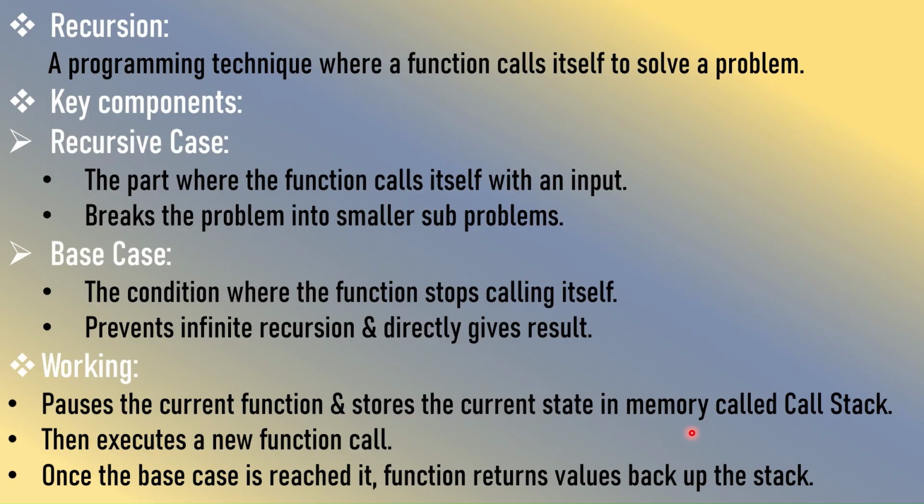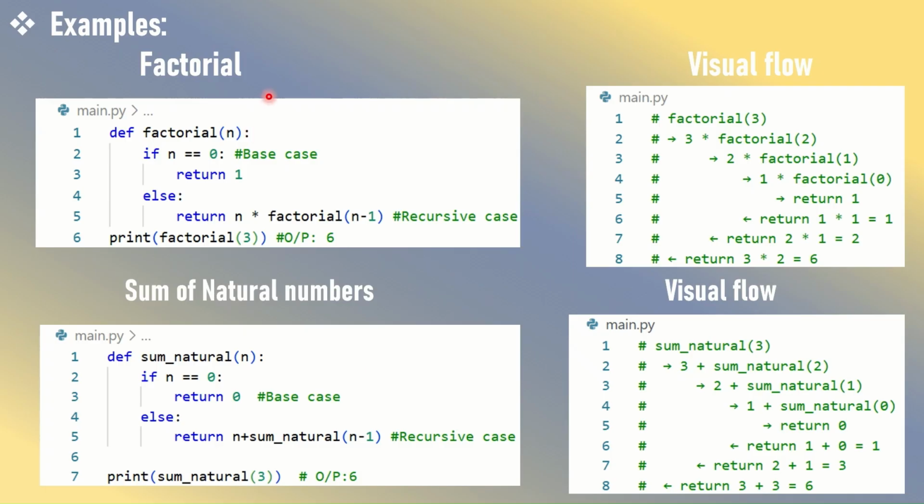Now let's see the examples. In order to demonstrate recursion, I have given two examples that include factorial as well as the sum of natural numbers, and their visual flows, showing how the actual flow will go. Now let's see first of all the factorial of a number. Basically, to find the factorial of a number, we are using the recursion concept. Generally, the factorial of a number is the product of all positive numbers starting from 1 up to that number, right? In order to find the factorial of a particular number, here I have defined a function named factorial where I was passing a number as a parameter to this function.